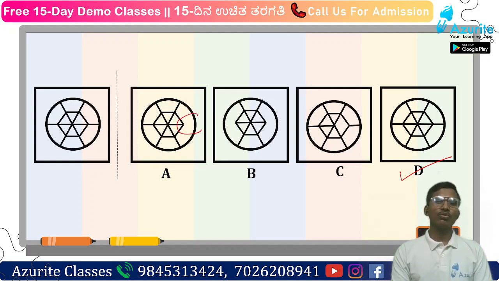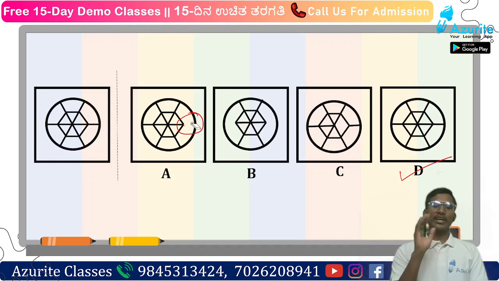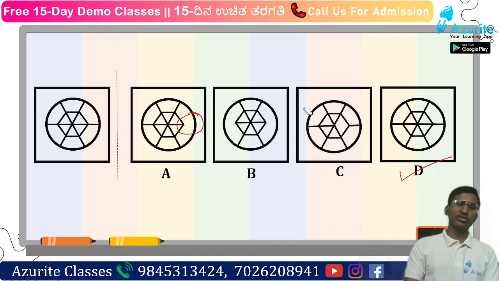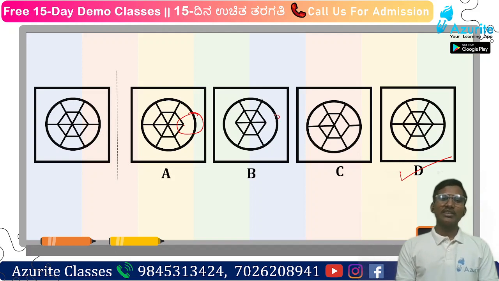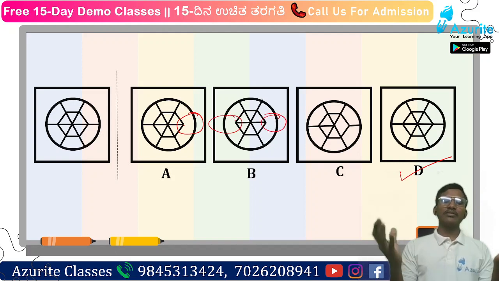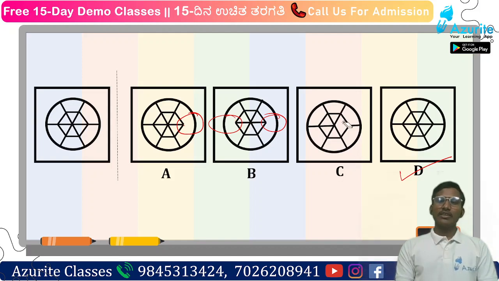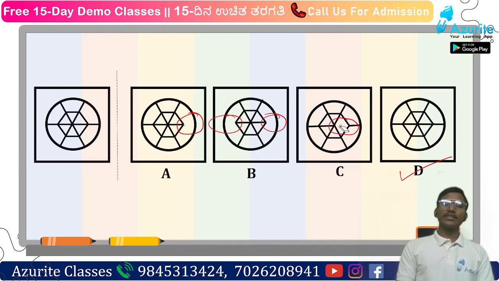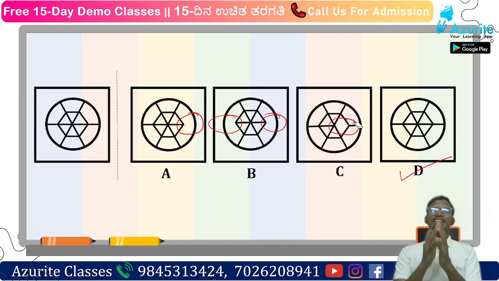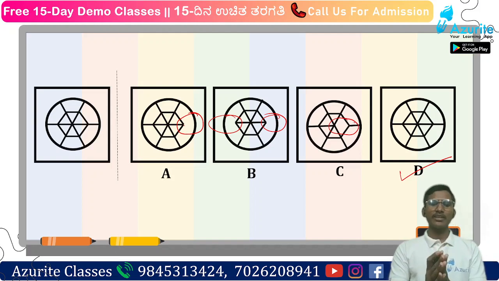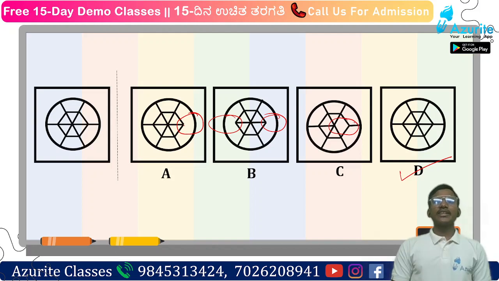There is one more line that is not extended, right? There is no more line, so this is not possible. Now what about B? This side and this side, left and right, there are no lines. And in C, there is a missing line here, right? There is a missing line inside, so option C is also not possible. So option D is exactly the same, and the correct answer is option D.